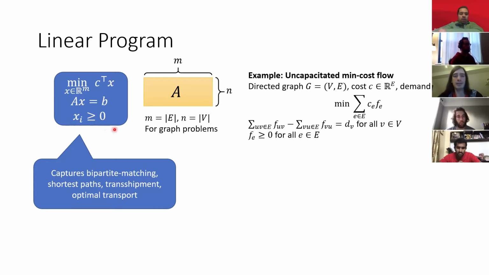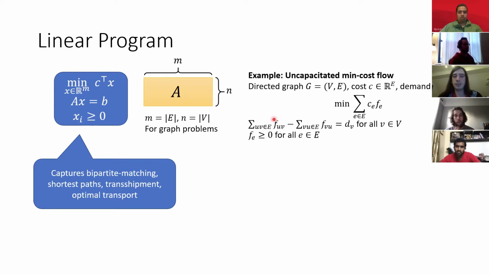Typically, or throughout this talk, if I say M, then that's always going to be the larger of the two dimensions of the matrix that we have. And N is always going to be the smaller one. If you write some type of graph-based linear program, then typically M is the number of edges and N the number of vertices.